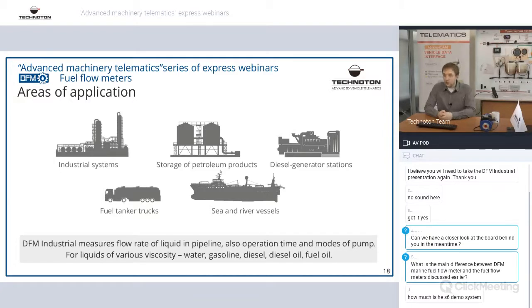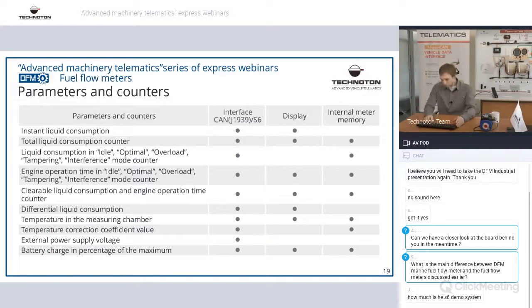And please note, it's not only diesel, but quite often heavy furnace oil is used. Some countries call it HFO, in other countries it's marine oil, etc. But with DFM Industrial, we can measure those kinds of fuels too, because of the working principle used on DFM Industrial.